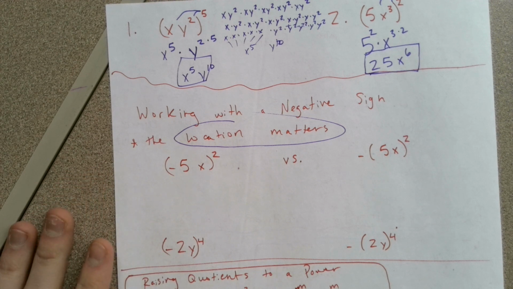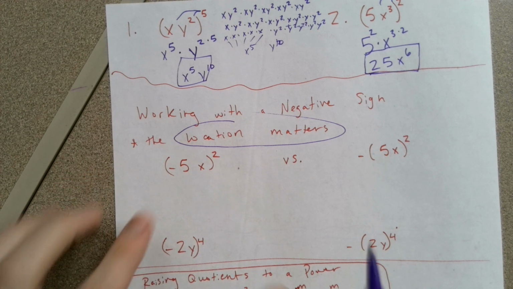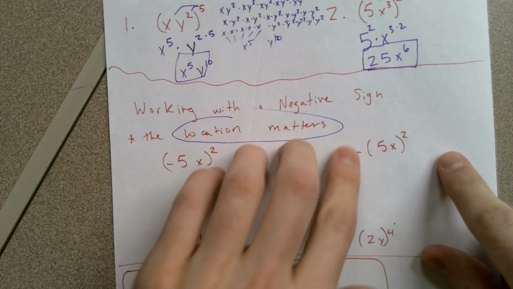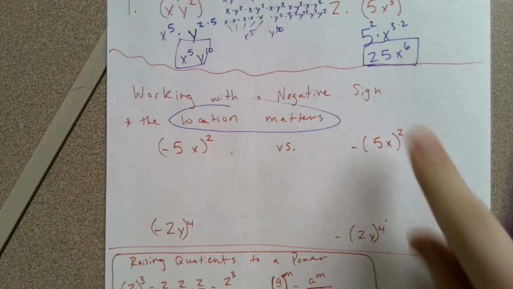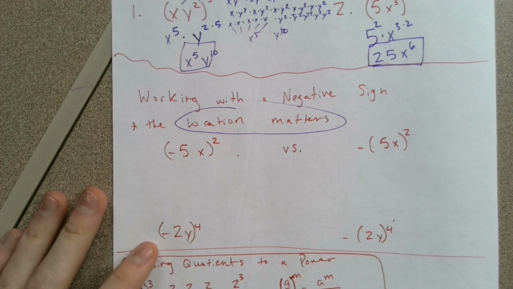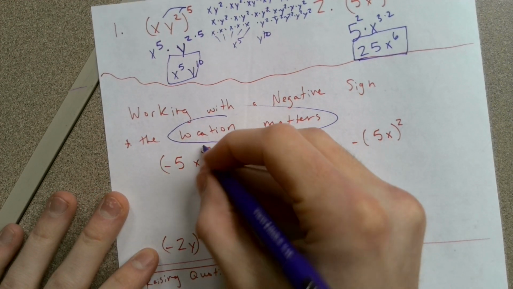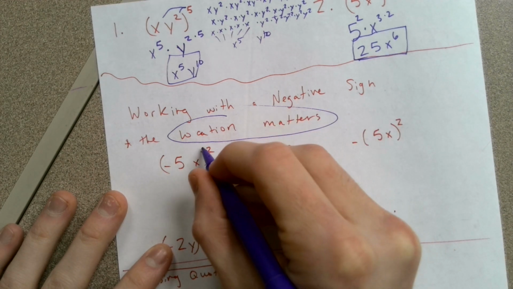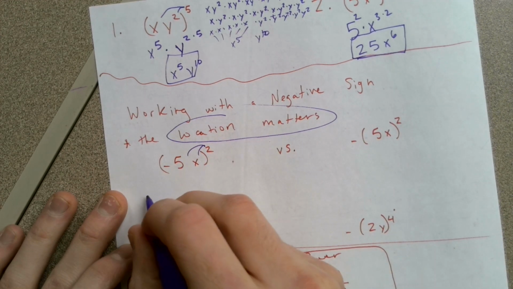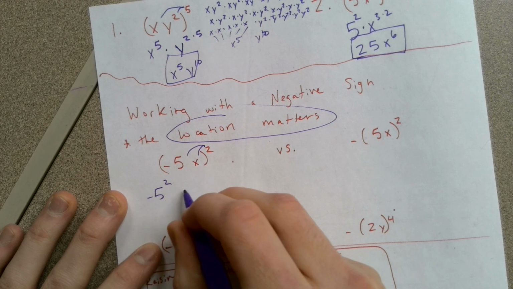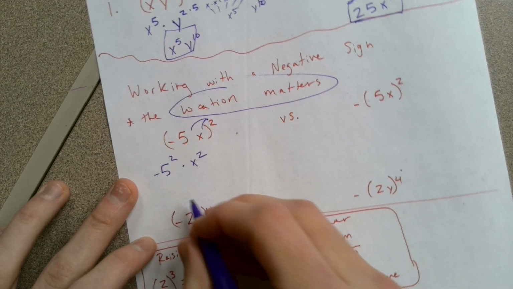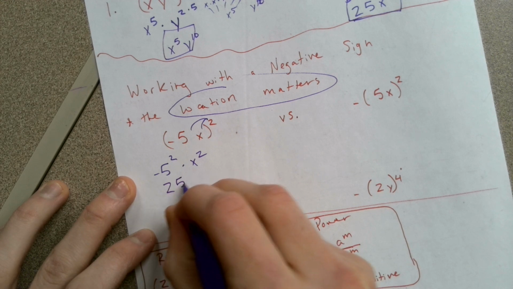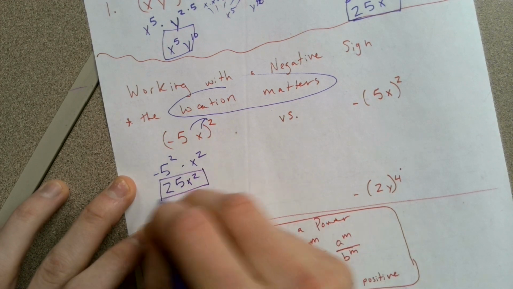Using my PEMDAS rules, I do parentheses first, and then exponents. These are my parentheses right here. My parentheses don't include my subtraction sign, my minus sign. So what's going to happen here is we're going to start PEMDAS and then go to our exponents. We're going to pop this onto the back of each. Negative 5 to the 2nd power times x to the 2nd power. Negative 5 times negative 5 is a positive 25 x to the 2nd power. There's our final answer there.